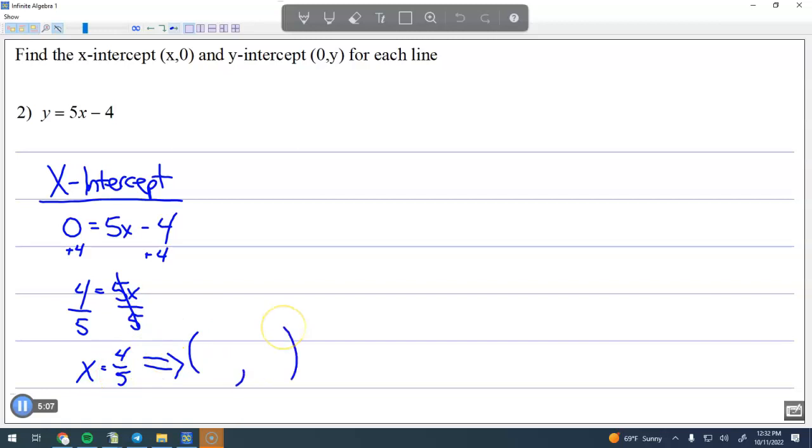You feel real proud of yourself, and you should, because you're almost there, but not quite. You've got to write it as a coordinate. So I need the answer as x comma y. What's x? The 4/5 that we just found. And what's y? 0, because that's what we put in place of y. Good job. Questions there? Try to find the y-intercepts, and then I'll go through it in a second and we'll see if you got it.